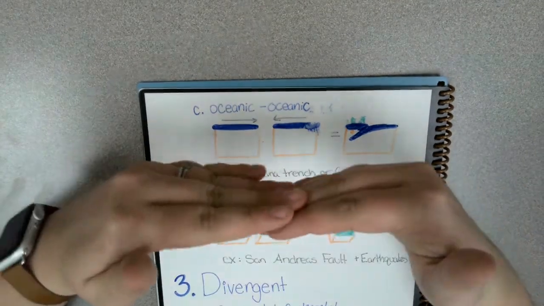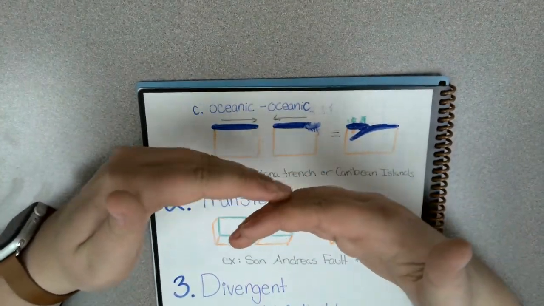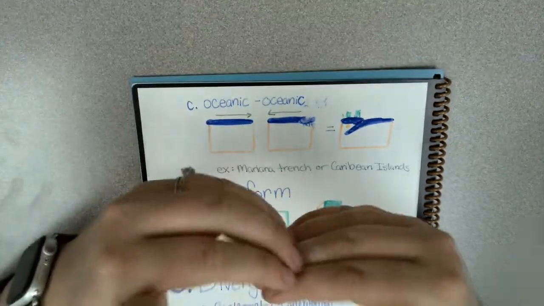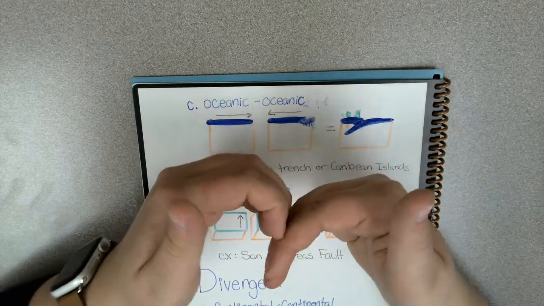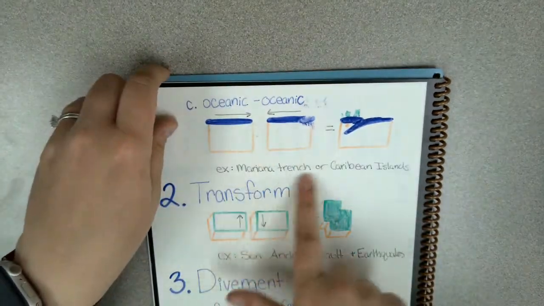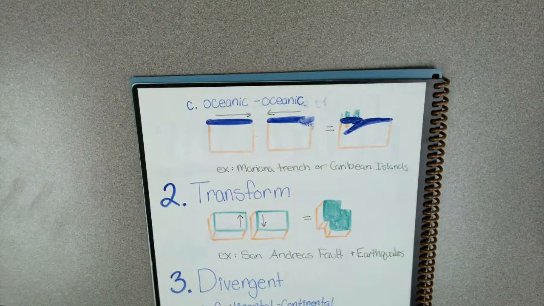Now, when we have subduction of two ocean plates, we end up with trenches as well. Because of the subduction, it basically makes like a little hole in the earth for a little bit. And so that's a good example of the Mariana Trench.